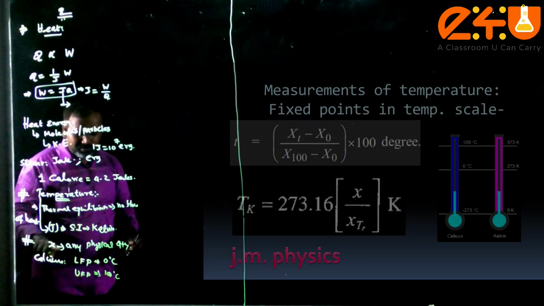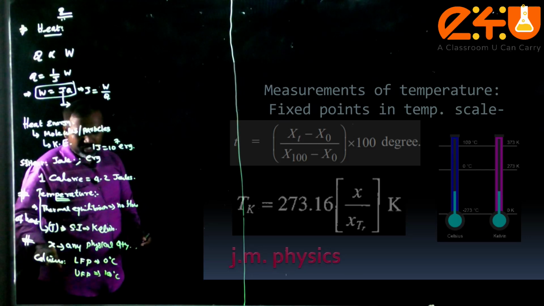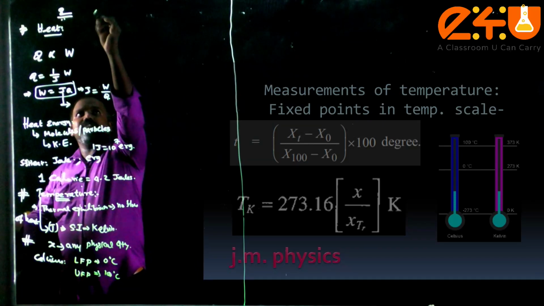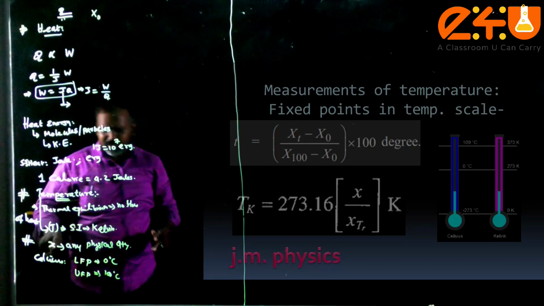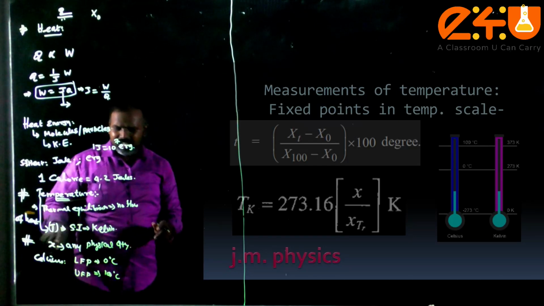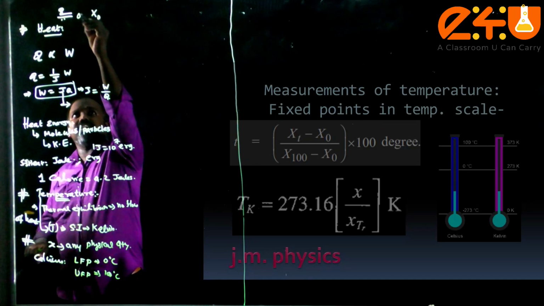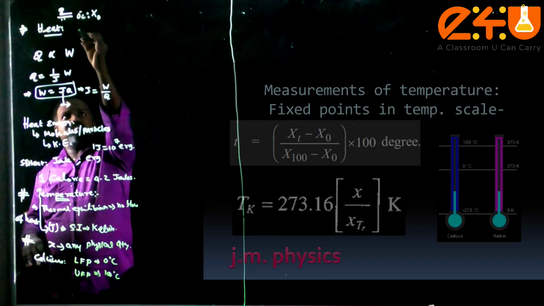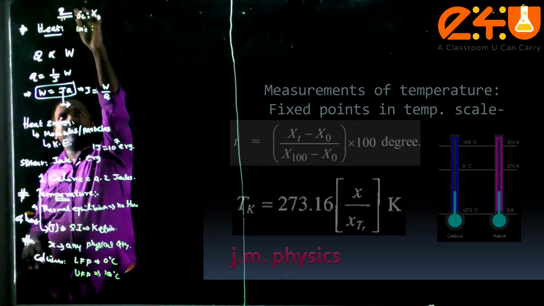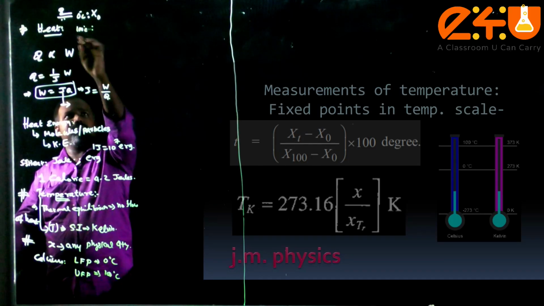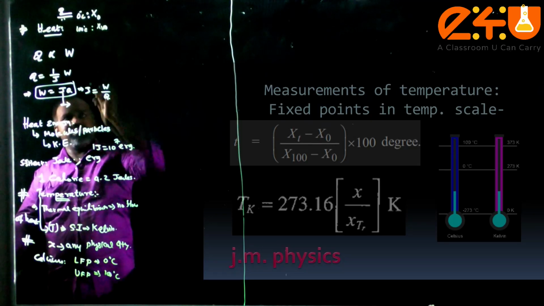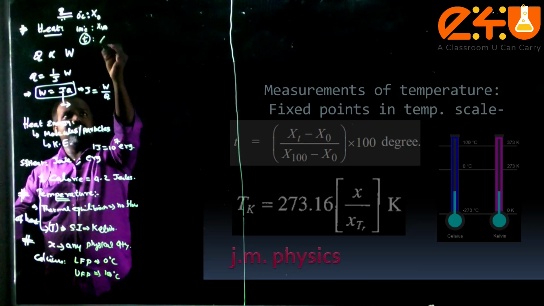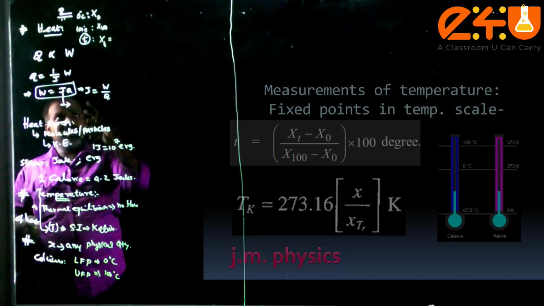So let us consider X to be any physical quantity whose corresponding value at the temperature 0 degree centigrade is taken to be X0. So X0 is the value of the physical quantity, that may be length or pressure, resistance, whatever it may be, at a particular temperature 0 degree centigrade. And at 100 degree centigrade, this is the lower fixed point and this is the higher fixed point or upper fixed point, whose corresponding value is X100. At any arbitrary temperature T, let us consider Xt to be the physical quantity value at temperature T.